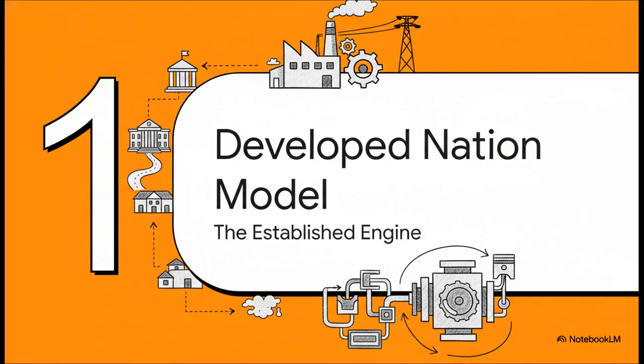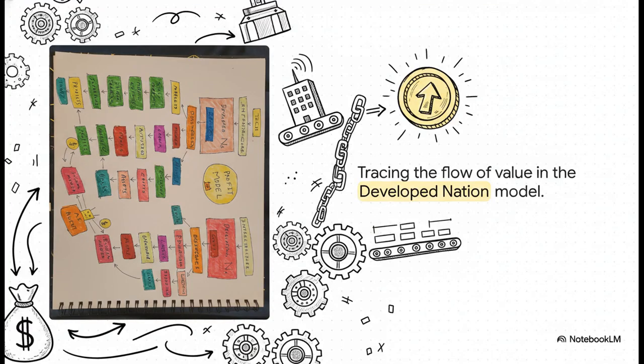Okay, first up, let's look at the top half of this drawing. This is the established economic engine, the model you'd see in a developed nation. And yeah, it might seem like classic textbook stuff, but seeing it laid out visually like this, it really reveals how all the different pieces are supposed to fit together. So let's do just that. We're going to trace the flow of value in this system.